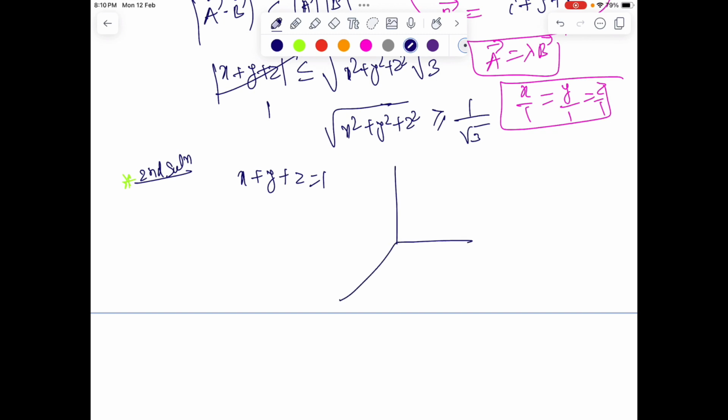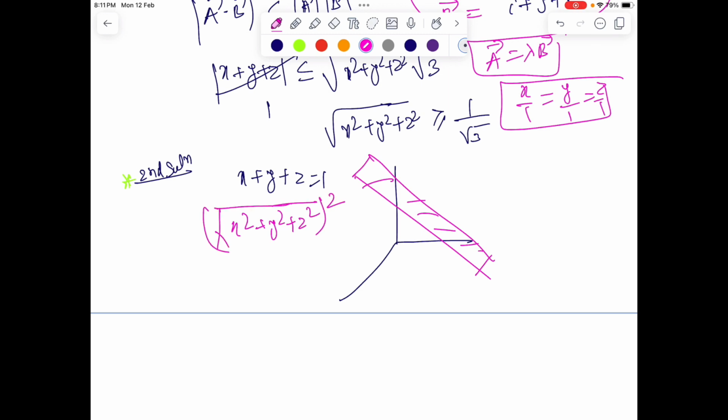If we look closely, so second solution, what does x plus y plus z equals 1 represent? So it's basically a plane, right? In R3, in the 3D world. And what does x square plus y square plus z square represent? In fact, it's the square of the distance of a point from the origin, right? So this is the distance of x, y, z from 0, 0, 0, and that is squared.